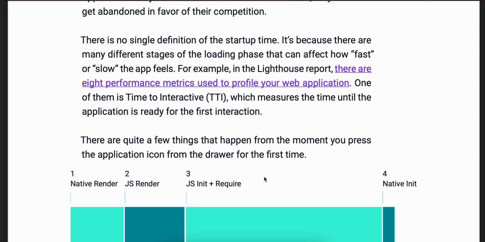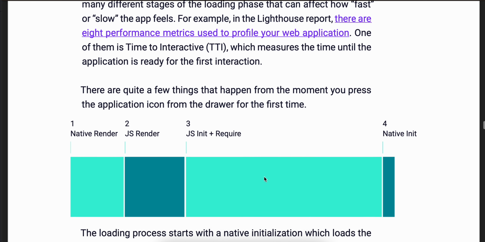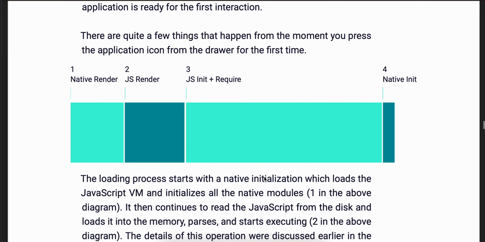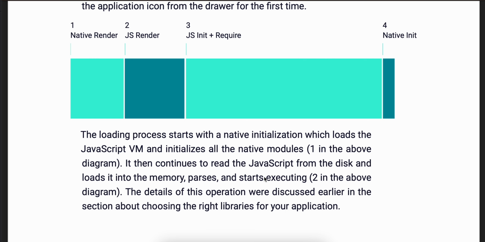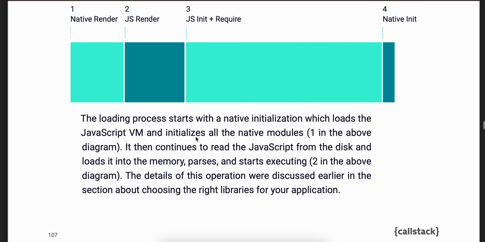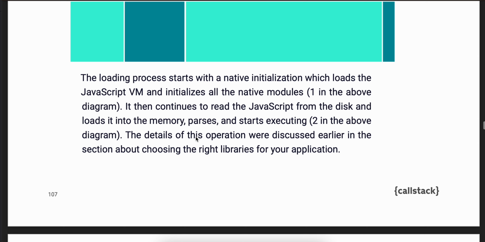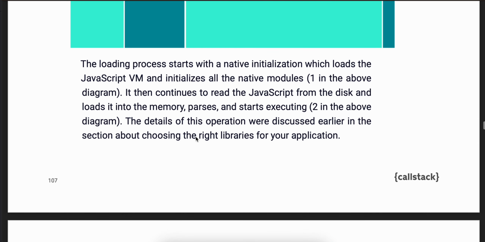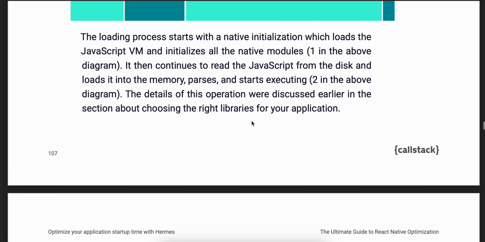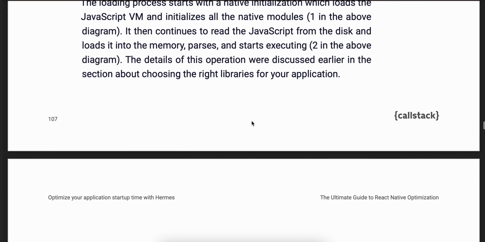There are quite a few things that happen from the moment you press the application icon from the drawer for the first time. The loading process starts with native initialization, which loads the JavaScript VM and initializes all the native modules. In the above diagram, it then continues to read the JavaScript from the disk and load it into memory, parses and starts executing. The details of the operation were discussed earlier in the section about choosing the right libraries for your application.